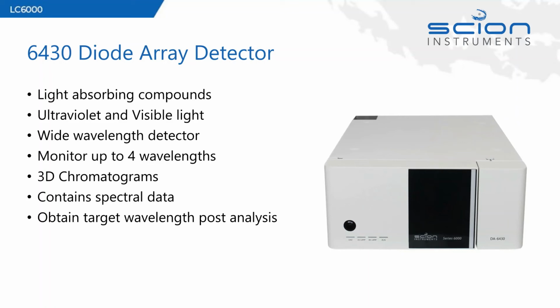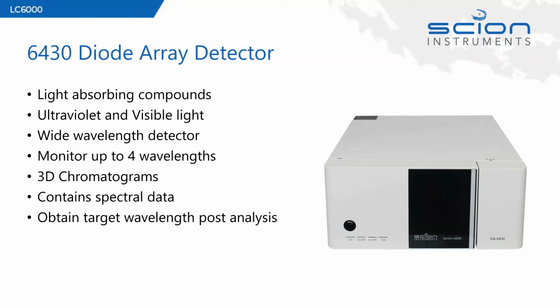So it is a wide wavelength detector. It operates from 190 nanometers right up to 900. So it is a very versatile detector, especially for unknown compounds when we don't know what the absorbance wavelength will be. So unlike a UV detector, we can monitor 4 different wavelengths at the same time, as well as having a whole scan range. And this allows us to pick out very specific absorbances for our target compounds.